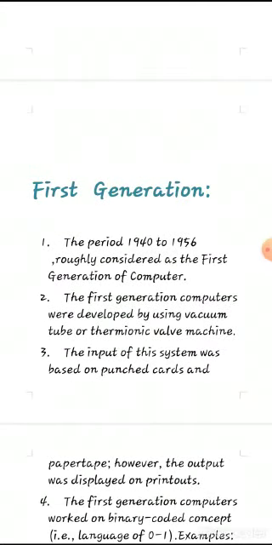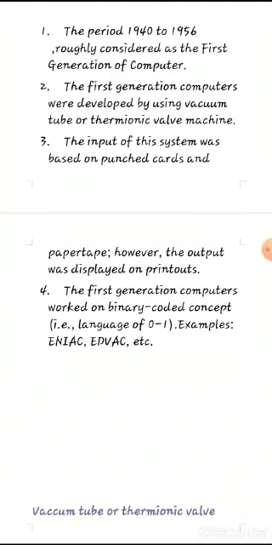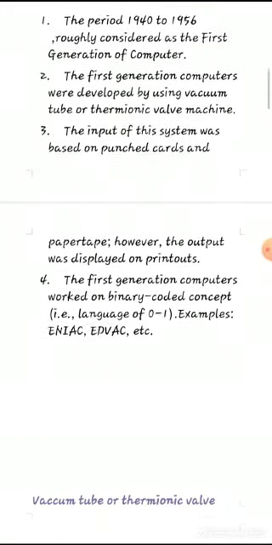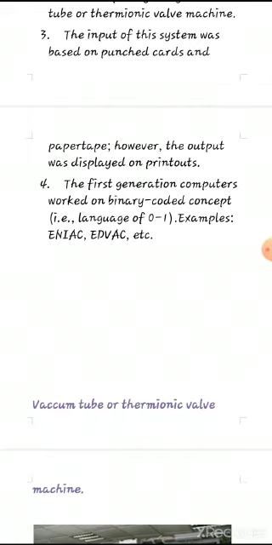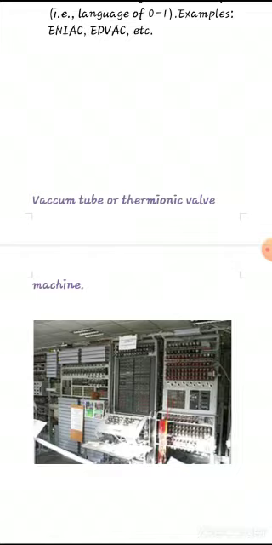So let's see, first generation. Its period is 1940 to 1956 and it was developed using vacuum tube or thermionic valve emission. In the system, the input was based on punched cards and paper tape, and the output was displayed on printouts. In this generation, the computer worked on binary coded machine language like 0 and 1, example ENIAC and EDVAC, etc. Here is the display of vacuum tube used in first generation.